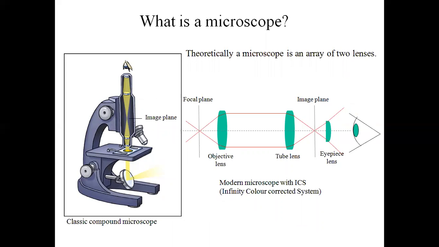Then the basic principle of a microscope. This is the classical example of a compound microscope which has the focal plane and image plane. So the light which is passed from the objective and from the image plane goes towards our eyes. So we can see the specimen or the object with our naked eyes.